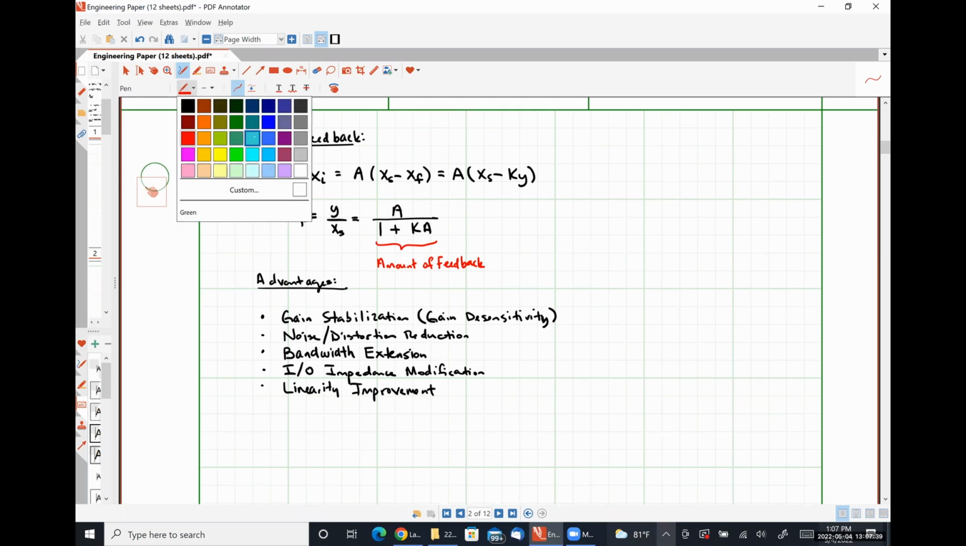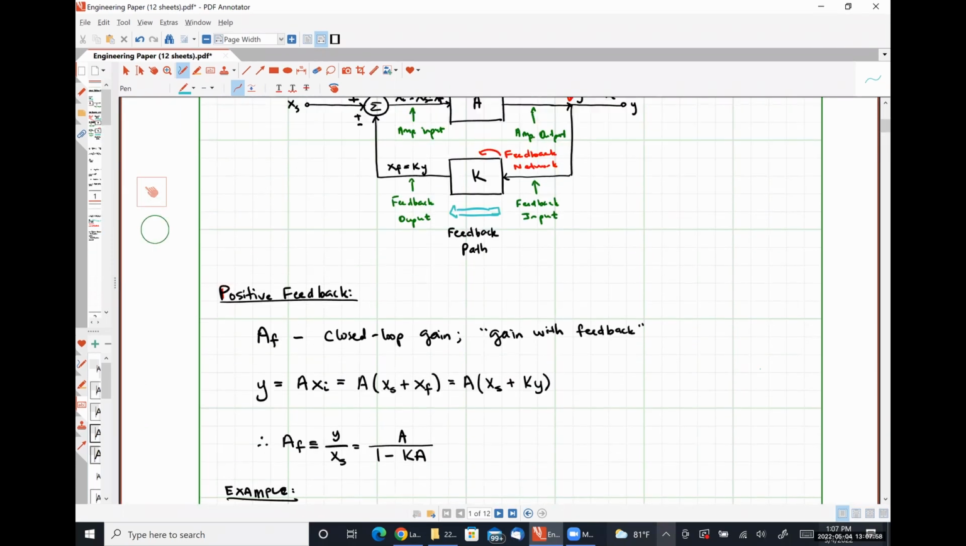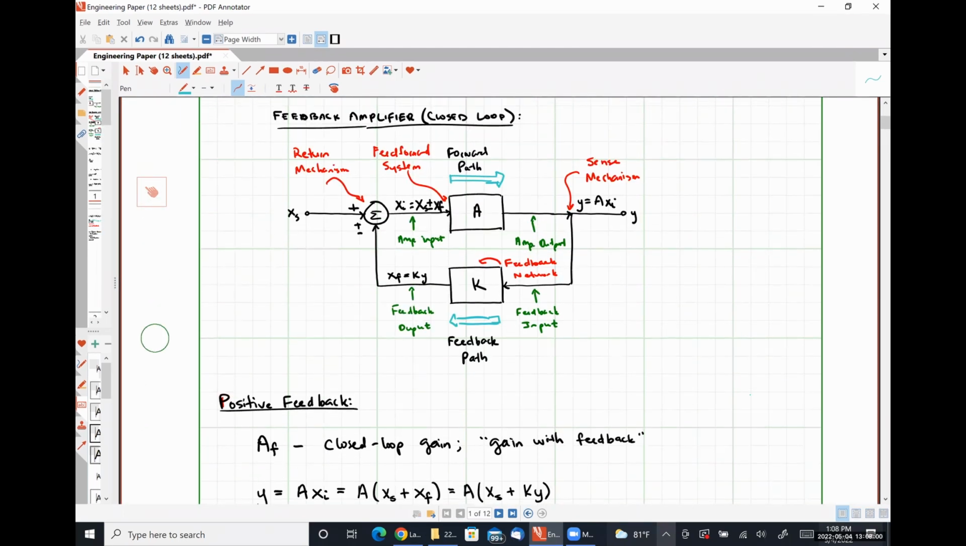And then Ka by itself is what's known as the loop gain of the system. And it's kind of obvious, I'll scroll back down as to why. If we just follow our signal, it goes from A to K, so it's just these two things multiplied together. That's the gain of the loop.